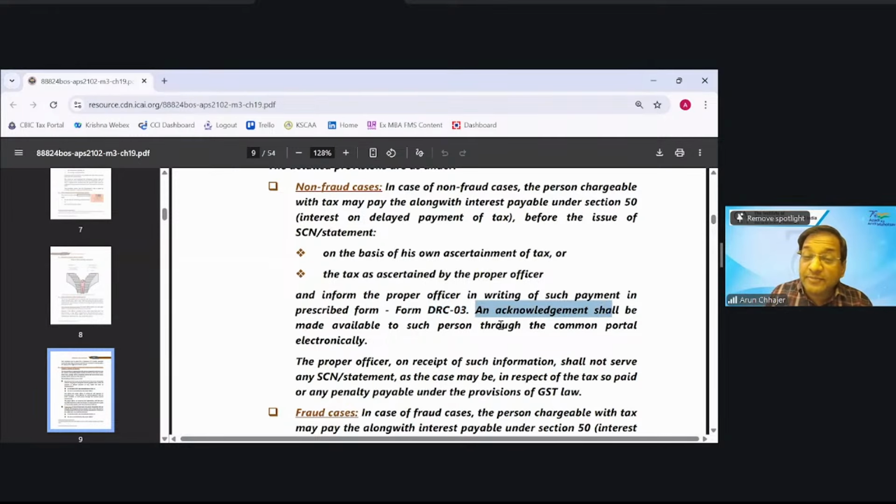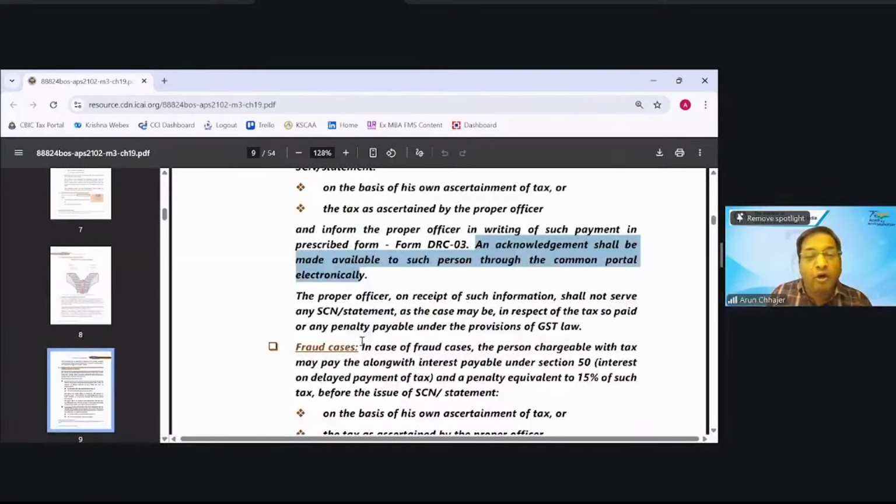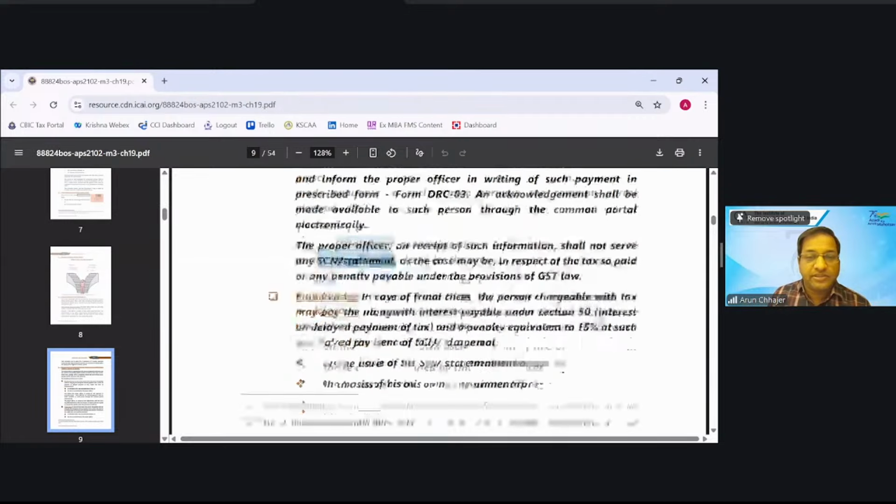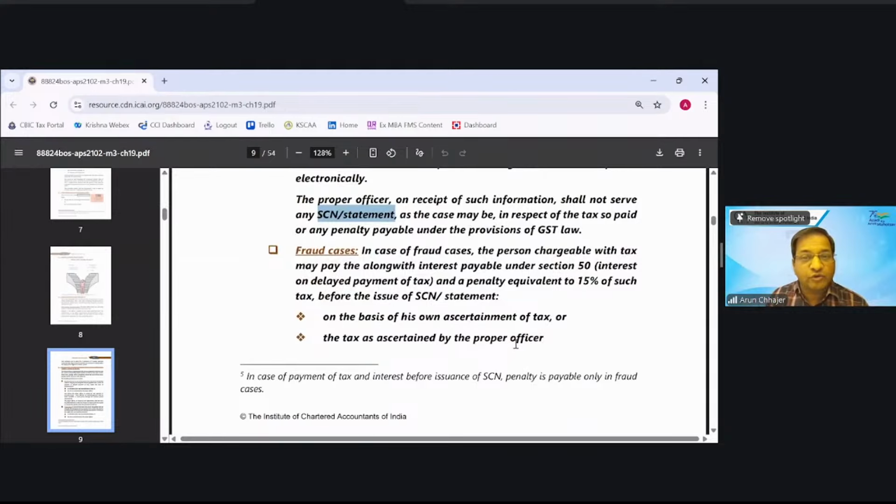An acknowledgement shall be made available to the person through the common portal electronically. The officer, on receipt of the information, shall not serve any show cause notice or statement. हाँ, अगर टैक्स पेयर ने पूरा पेमेंट कर दिया है, in that case he will not issue the show cause notice, as the case may be, in respect of the tax so paid or any penalty payable under the provisions of the GST law. अगर फ्रॉड केस है तो क्या हुआ?